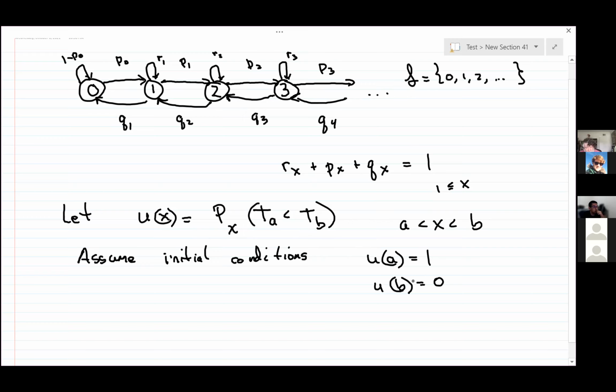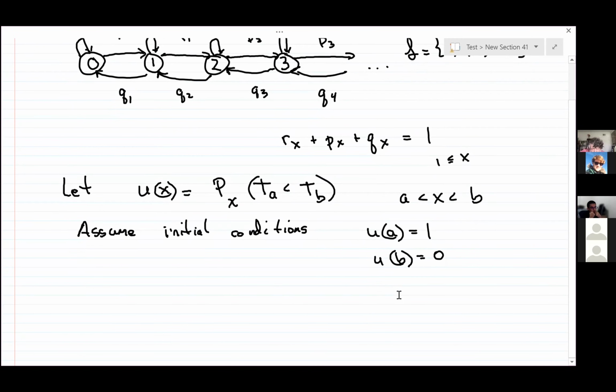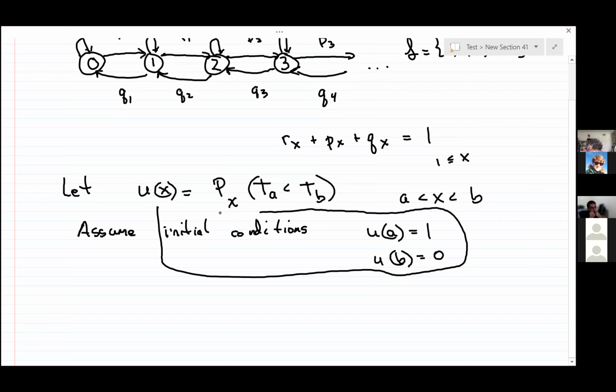And you can think of it just in summary. If you've already started at A, the chance of hitting A first is certain. And if you've already started at B, the chance of hitting A first is impossible, because you've already started at B. So you hit that first. Okay, so these are initial conditions that we'll impose. Let's put a little box around it so we keep those in mind. Those will be useful the rest of the way.